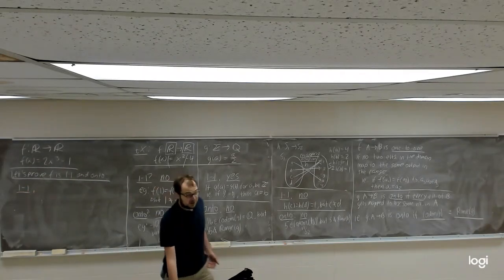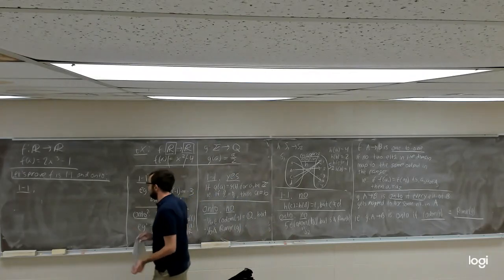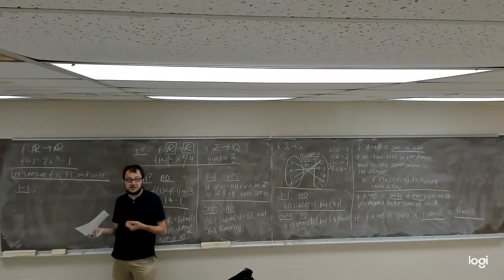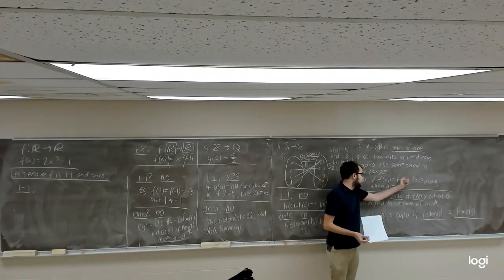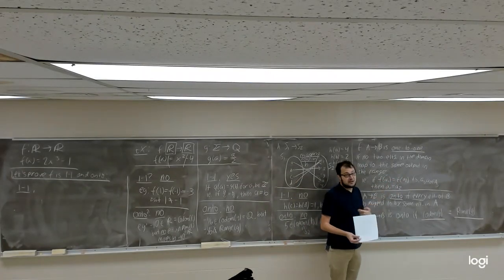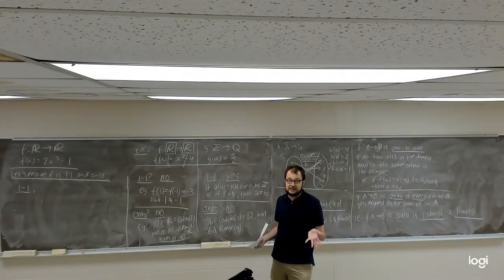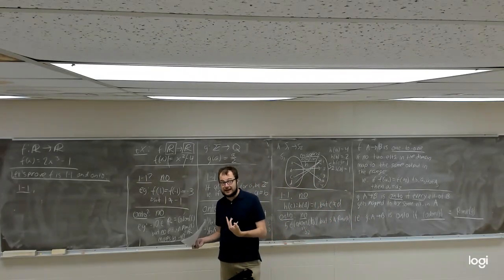Okay, so let's start by proving that this function is one-to-one. So we need to show that if we take any two elements in the domain that have f of first element equals f of second element, it has to be the case that the first element was equal to the second element all along.